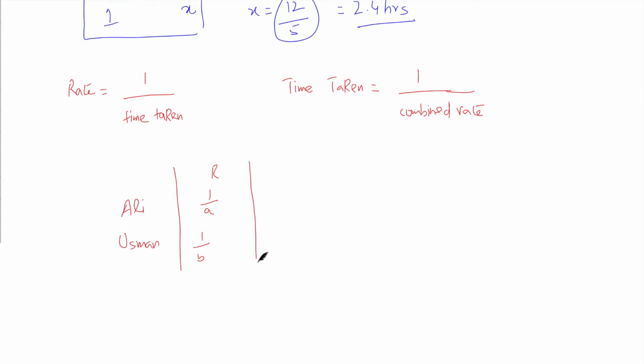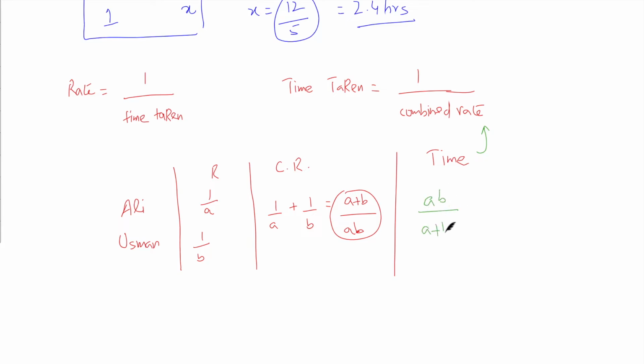I think this is fine so far. So their combined rate is 1 over A plus 1 over B, which comes out to be A plus B over AB. You need to remember this. This is the important part. And if I talk about time, what is happening over here? You simply take the reciprocal of this. So it will become AB over A plus B.